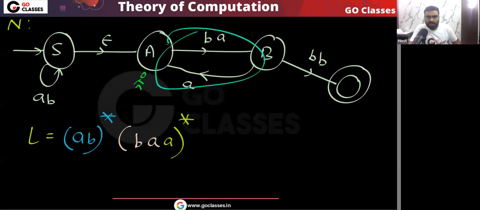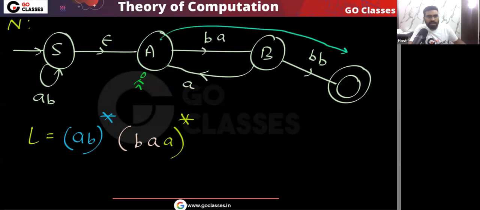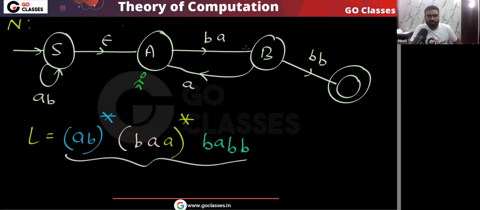So finally, after taking this loop any number of times, I will be here. Then what do I need to do? Then I need to take ba, then bb. Okay, this will be the language. Understood? Very simple point.